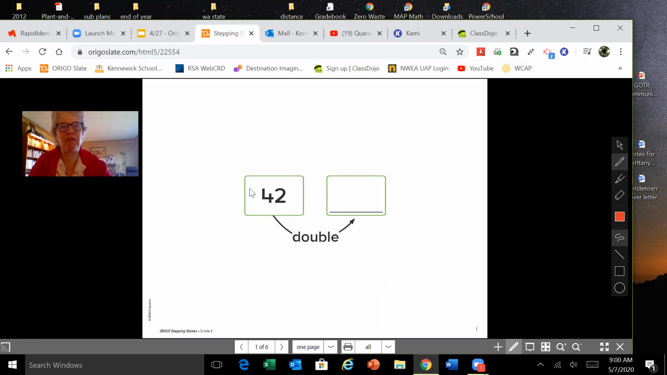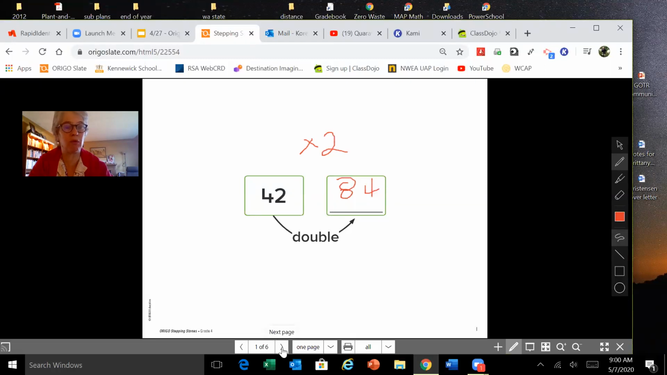So I've got this number 42. And if I were to double 42, what I'm basically saying is I'm multiplying 42 times 2. So some of us might be just adding those numbers, 42 plus 42. Some of us might be multiplying, but our answer is going to be 84. Okay, so that's a pretty simple one. Okay, let's go to the next one.